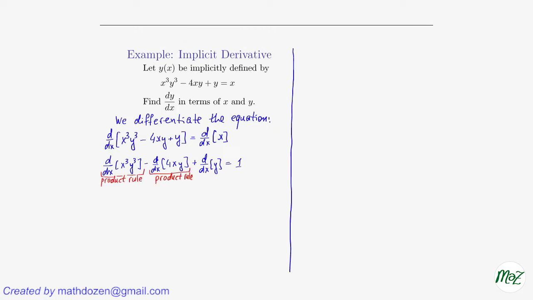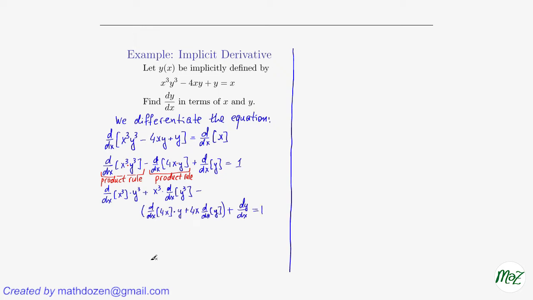Then we notice that the first two derivatives are going to be done by the product rule, because there is multiplication between x cubed and y cubed in the first term, and there is a multiplication between functions of x and y in the second term. Now, if we spell out the first product rule, we're going to have derivative of x cubed times y cubed plus x cubed times derivative of y cubed. All of that will be minus all the other terms.